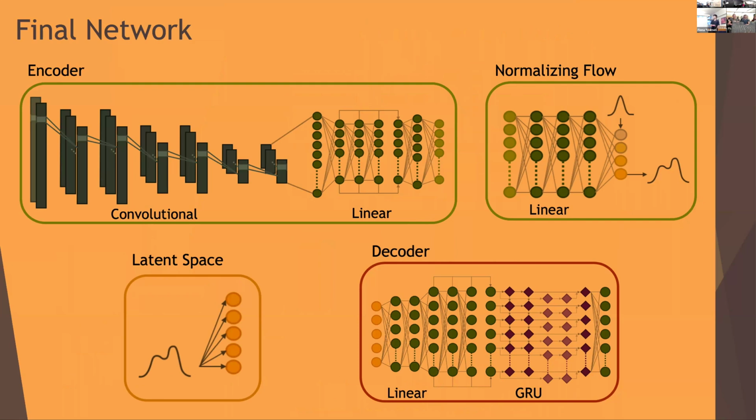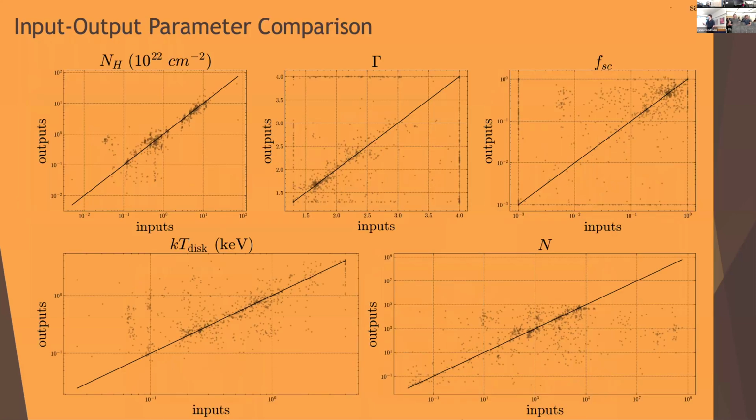So this model was mostly found by the previous student, but I've just added the normalizing flow.